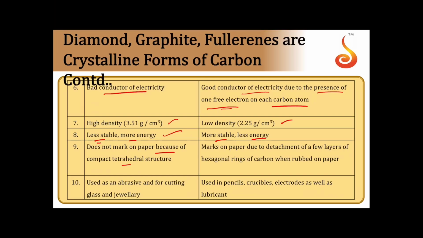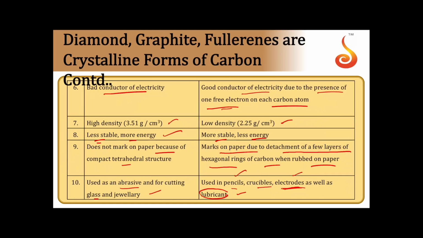When you are placing graphite on paper, it marks the paper due to detachment of a few layers of hexagonal rings of carbon when rubbed on the paper. So it is marking on the paper, hence used in making pencil leads. Diamond is a very tough material, hence used as an abrasive for cutting glass and used in jewelry. Graphite is used in pencils, crucibles, electrodes as well as lubricants. Lubricants, because of the very soft structure. It marks the paper, hence used in pencils. Electrodes, because of the free electrons, it's a very good conductor, therefore it is used as electrodes.